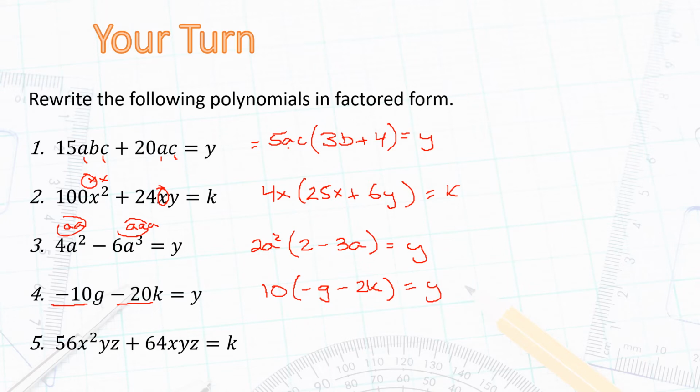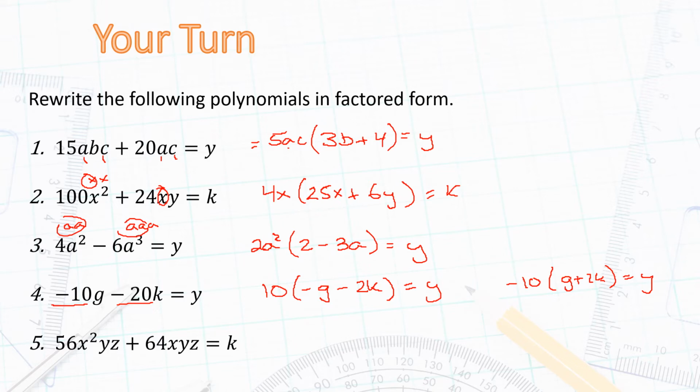So the reason I was saying minus 10 could also be a factor, like if you took minus 10 out, you would have g plus 2k equals y, which is an acceptable answer. Like there's nothing really wrong with it. So we're not always going to have to take out the greatest common factor, but we're being asked to in this case.